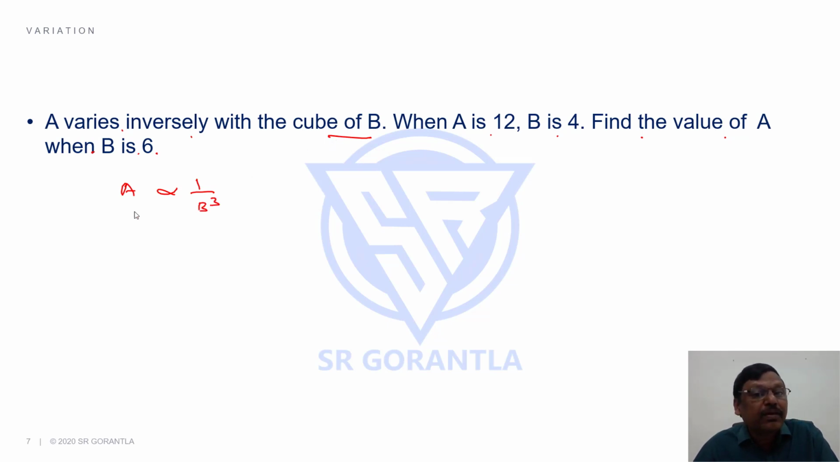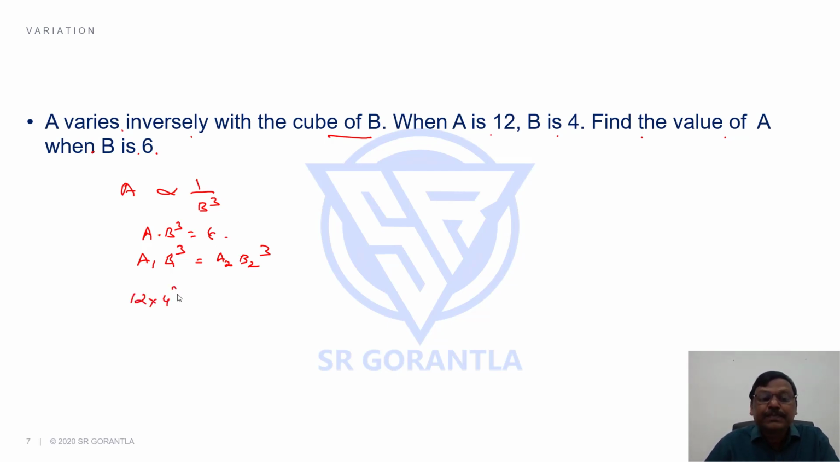Inverse variation means the product is constant, which means a into b cube has to be constant. That means the first time's ab cube value and the second time's ab cube value should be the same. Now here, when a is 12, b is 4, so you can write 4 cube. The second time I have to find a when b is 6, so 6 cube. If you simplify, 12 into 64 equals a into 216.